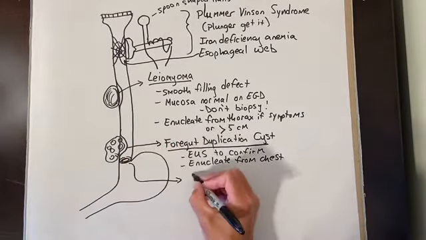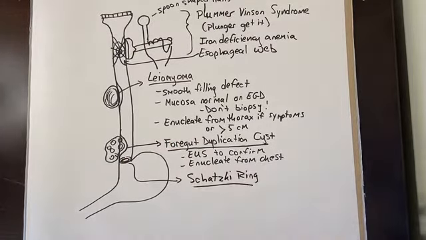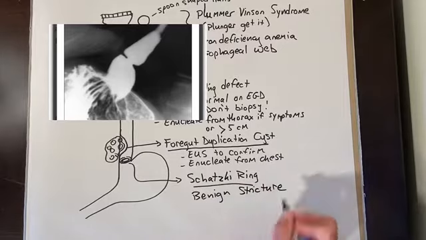A Schatzki ring is a benign stricture of the distal esophagus that food can get stuck in, and sometimes an endoscopy is needed to push or pull the food out of it.